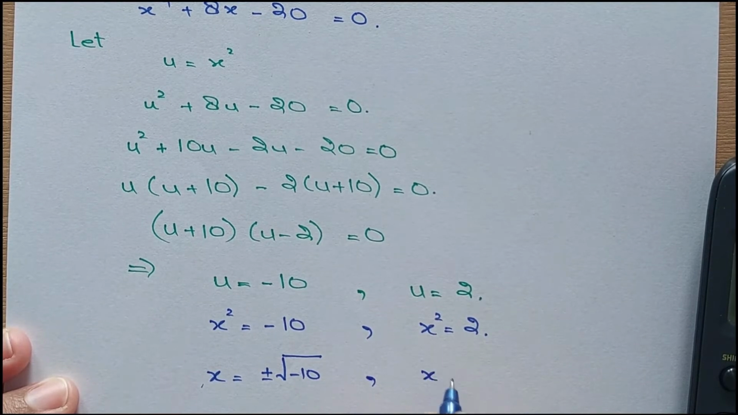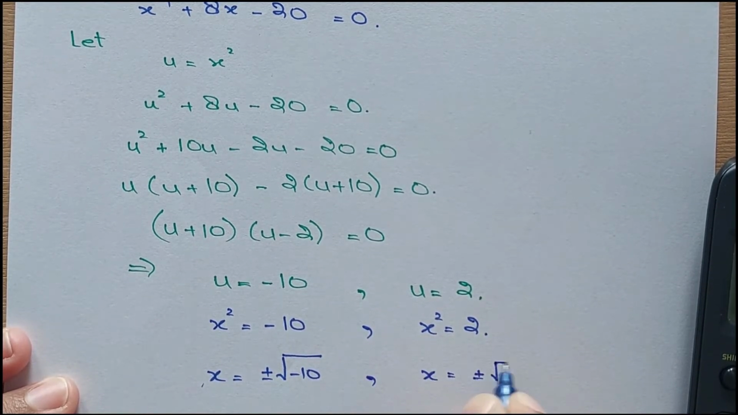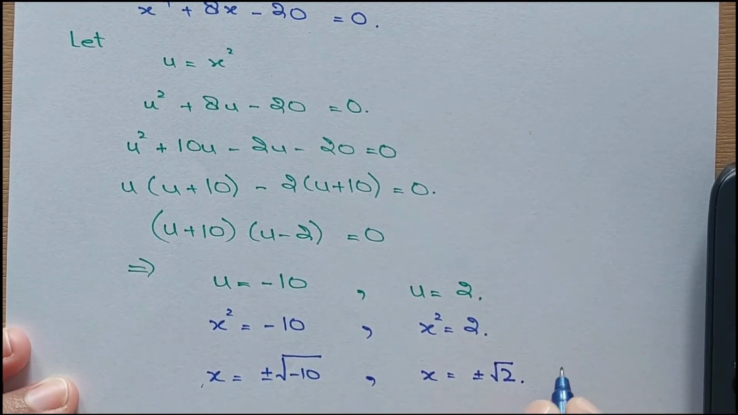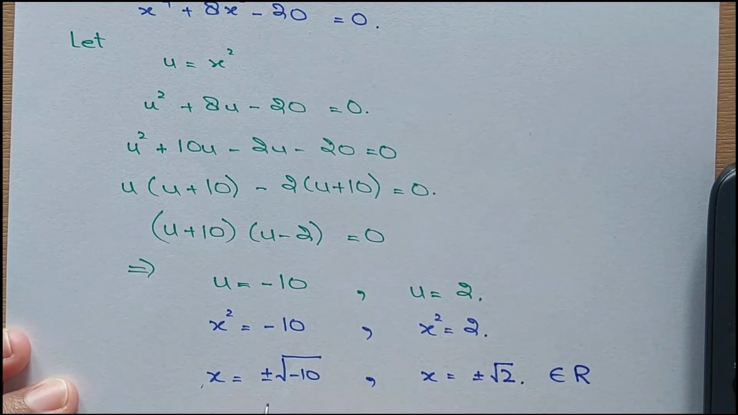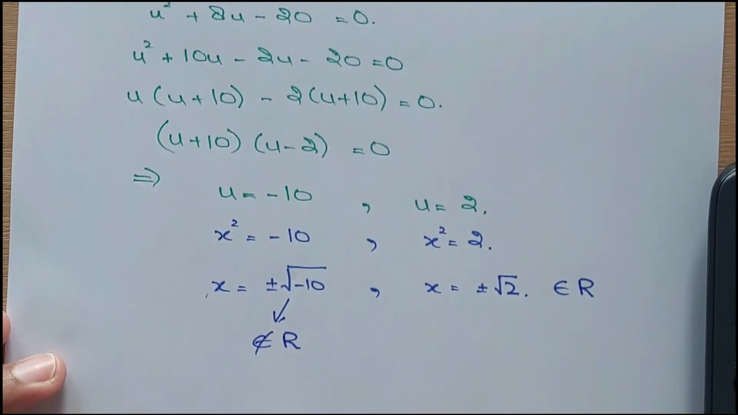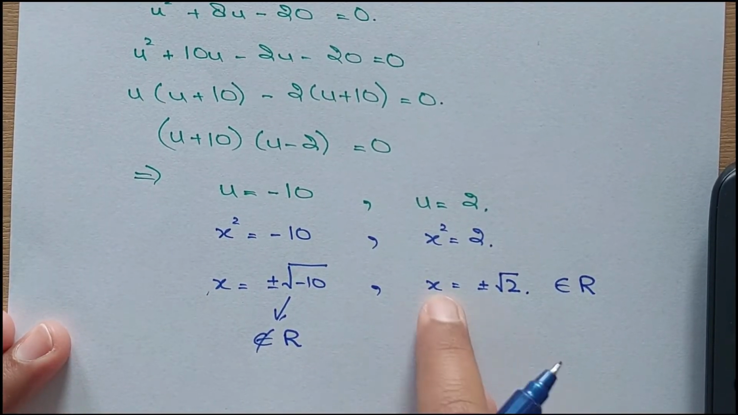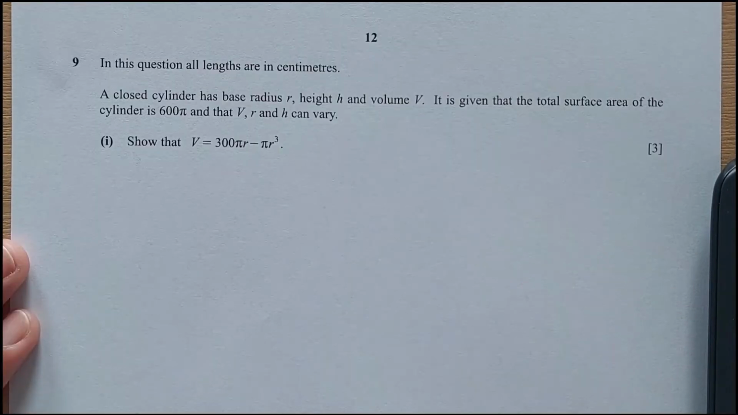So here x equals plus minus square root of 2. So the only solution that belongs to the real numbers is this one. This solution does not belong to the real numbers. This solution belongs to the complex numbers. So the only solution is x equals plus minus square root of 2.